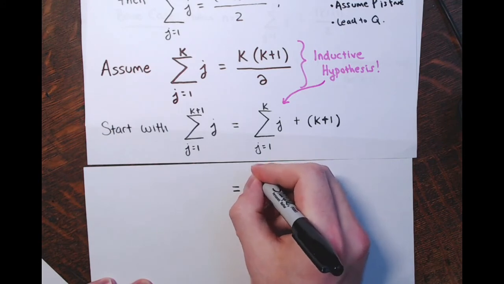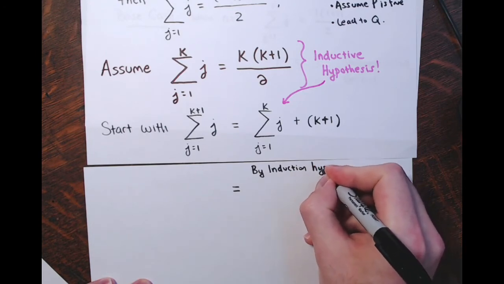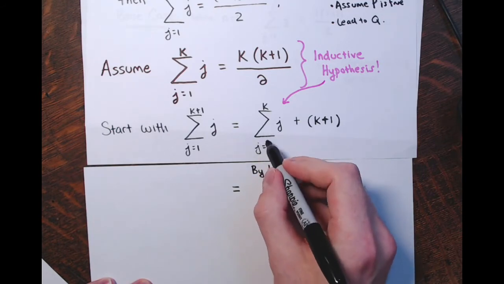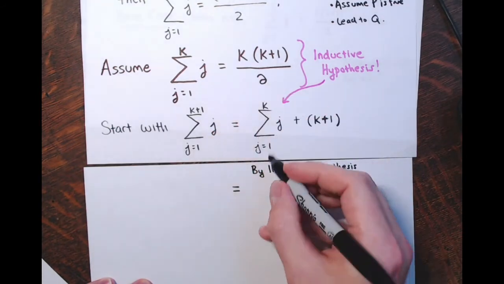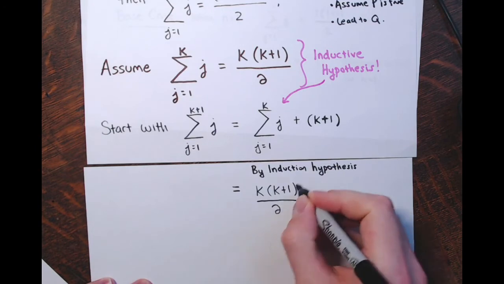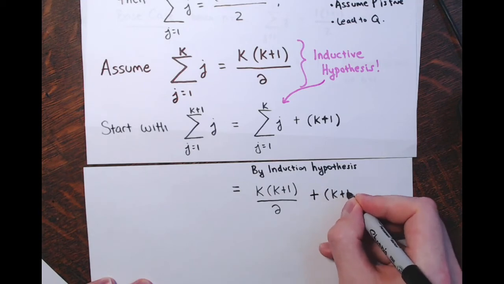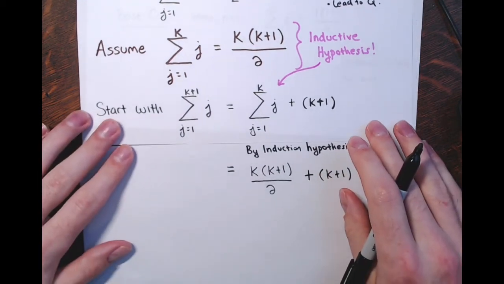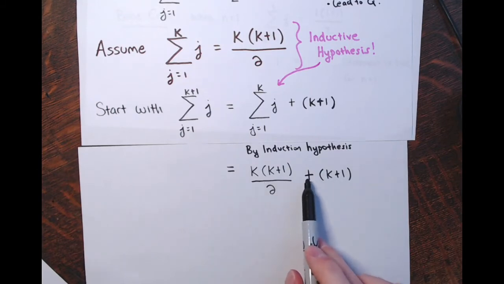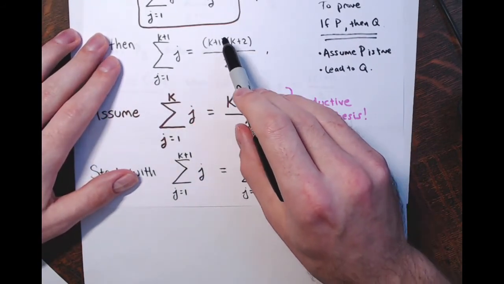And then, by the induction hypothesis, this sum from j equals 1 to k of j is equal to k times k plus 1 divided by 2. And then don't forget we saw that final term that we removed, that we pulled out. So then we have plus the k plus 1. All right. And what I eventually want to get, I want to transform this, using some algebra, into the right side of my statement here, right? The statement we're trying to show.